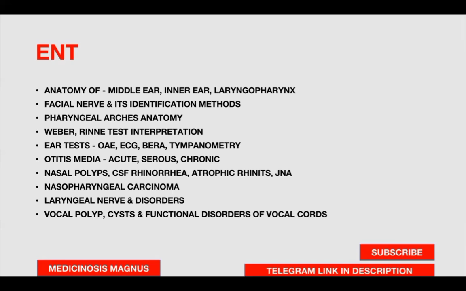In otitis media, acute, serous, and chronic, nasal polyp, CSF rhinorrhea, atrophic rhinitis, and JNA. It's very important. Nasopharyngeal carcinoma, laryngeal nerve and its disorders, vocal polyps and cysts, functional disorders of vocal cords. So these are the very, very important topics from ENT.